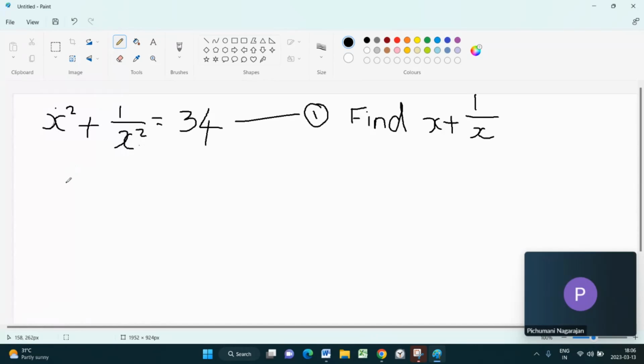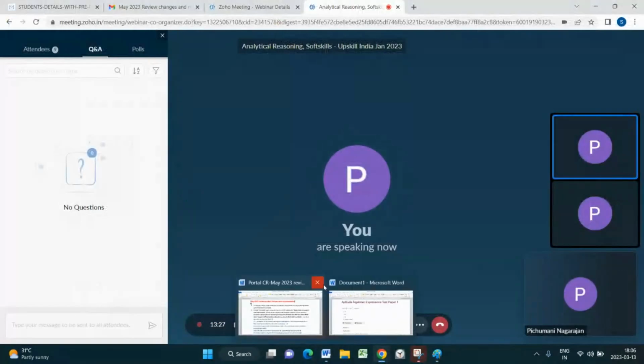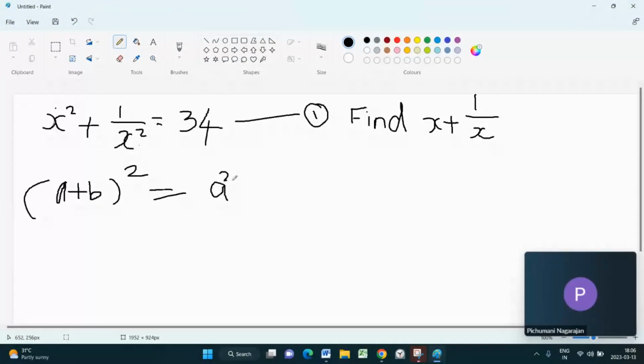All of you should know what is a plus b whole square. Can somebody tell me what is the formula for a plus b whole square? It is a square plus 2ab plus b square.